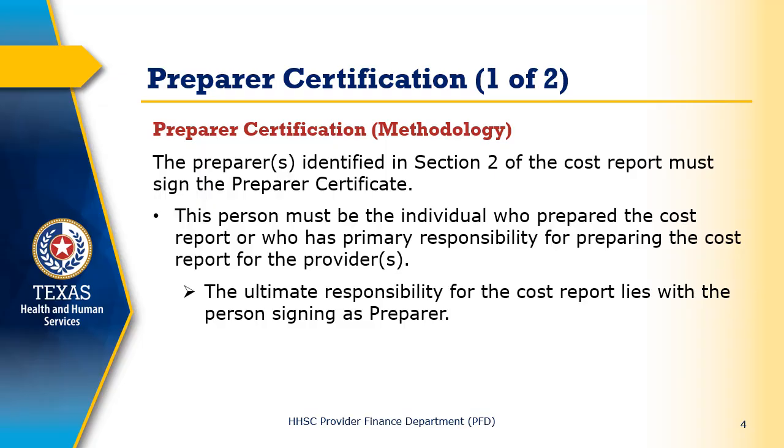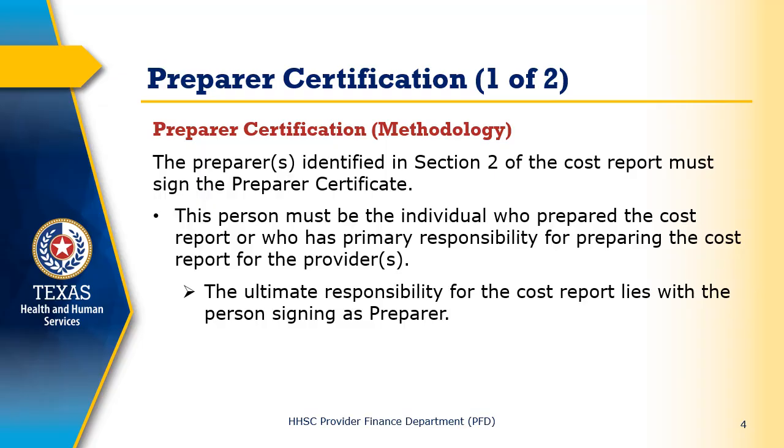The preparers identified in Section 2 of the cost report must sign the preparer certificate to validate their involvement and attest to its accuracy. The individual signing as preparer must either be the one who prepared the report or hold primary responsibility for its completion on behalf of the providers. Additionally, preparers must certify that they have completed the necessary cost report training and have diligently reviewed all information notifications and cost report instructions, as outlined in Section 15.